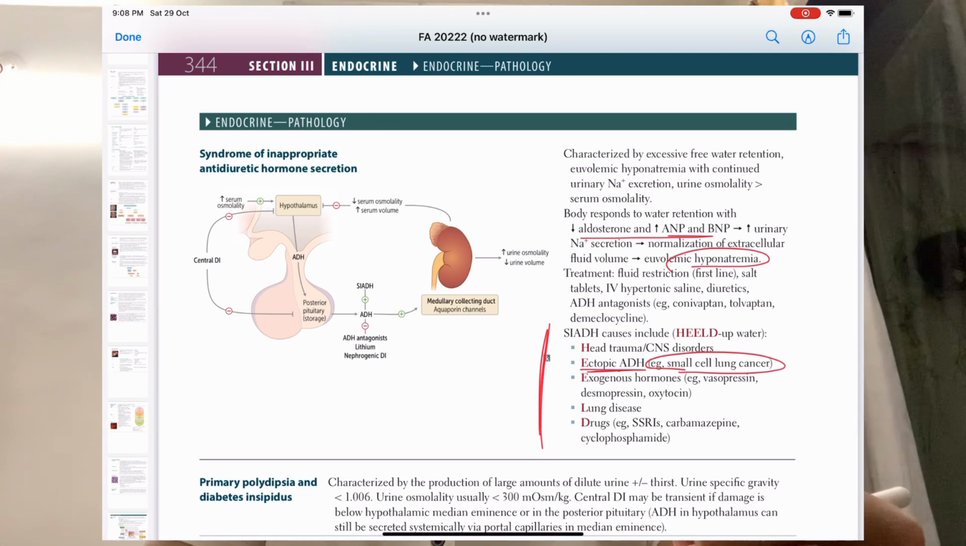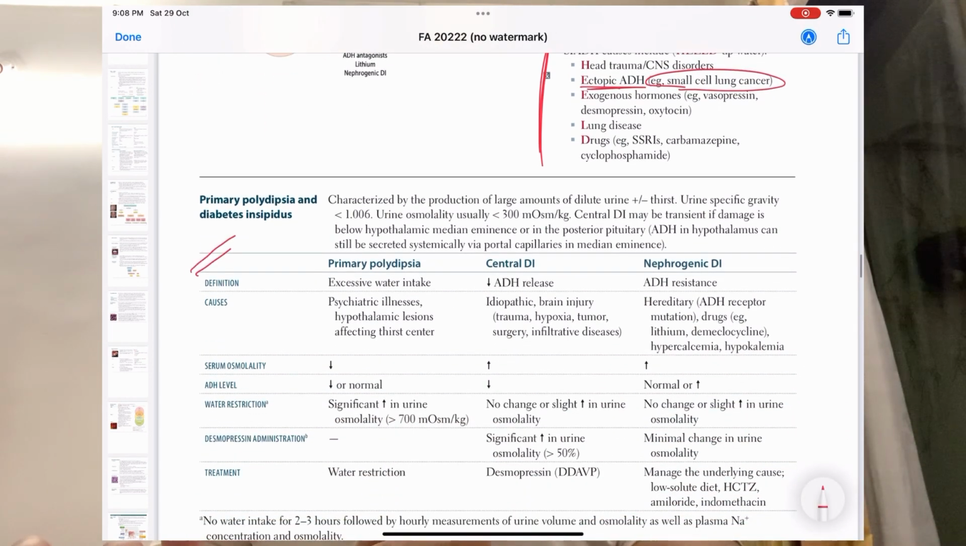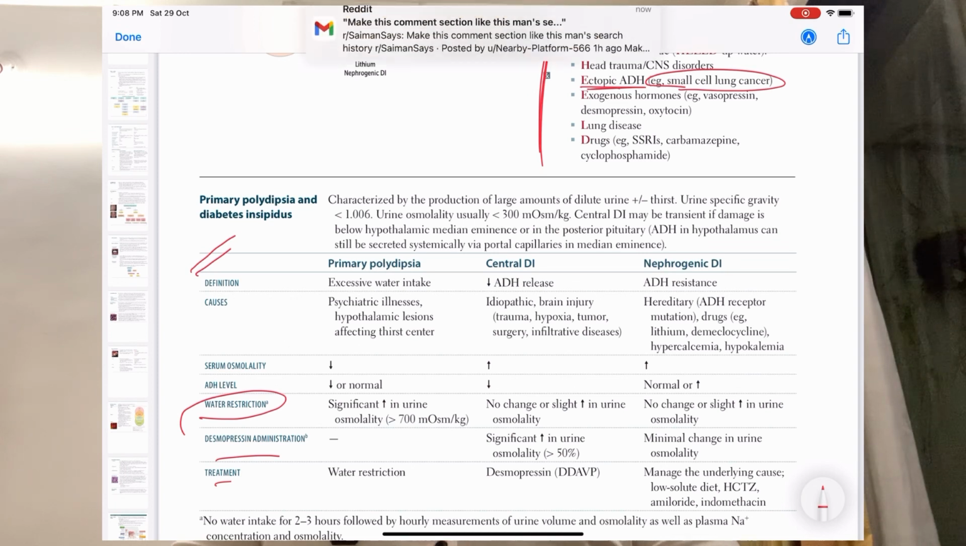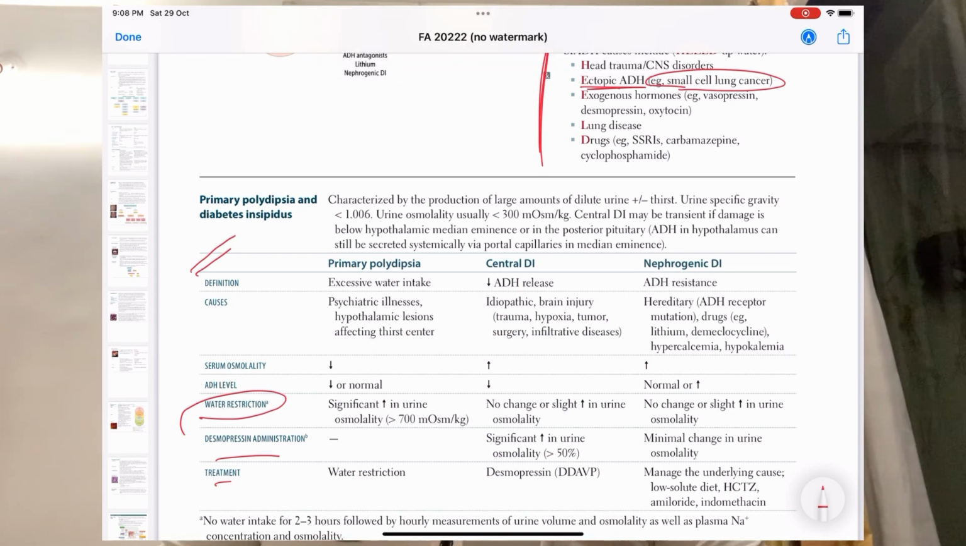Alright, moving down to the primary polydipsia and diabetes insipidus. This table is very important. It will help you to distinguish between all the 3 conditions. Desmopressin administration, treatment, and water restriction will help you to distinguish how it is going on. Make sure you are able to distinguish between central DI and nephrogenic DI. Primary polydipsia. Alright, so these 3 are very important.